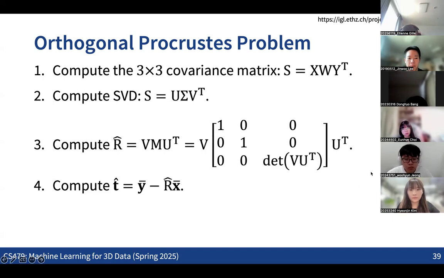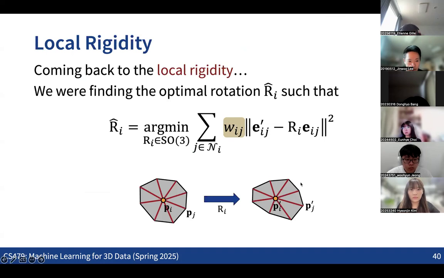I'd like to recommend you check out more details in the slides, because this is not just a problem for deformation, but a problem you can see in many other applications as well. So coming back to local rigidity, which means that if we know a deformation for the mesh, then for each local neighborhood, we can find an optimal rotation to represent everything as a single rigid transformation.